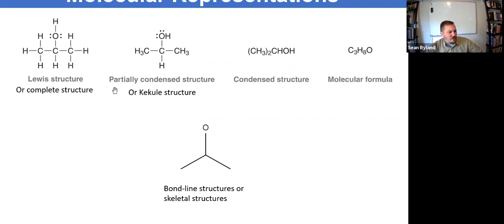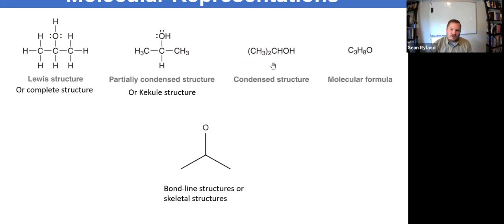We will also frequently see, and I default to using this when I'm drawing stuff on the board, this partially condensed structure, which is also called a Kekulé structure, after that German chemist we talked about, one of those old white dead dudes. This was the one who got the idea for benzene and resonance from the Ouroboros snake from ancient Egypt. The Kekulé structure is basically a condensed structure for parts of the molecule, and then you draw out some of the bonds for other parts of the molecule. And so the condensed structure is sort of continuing that same direction.